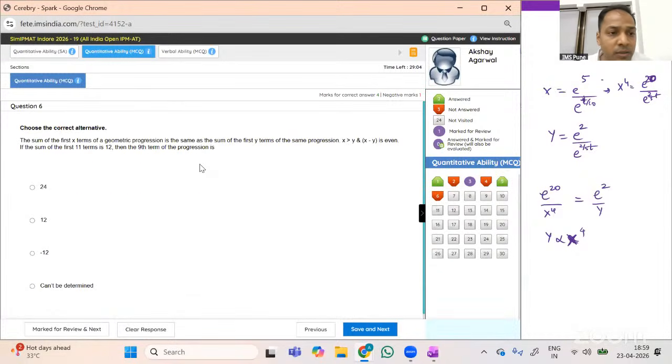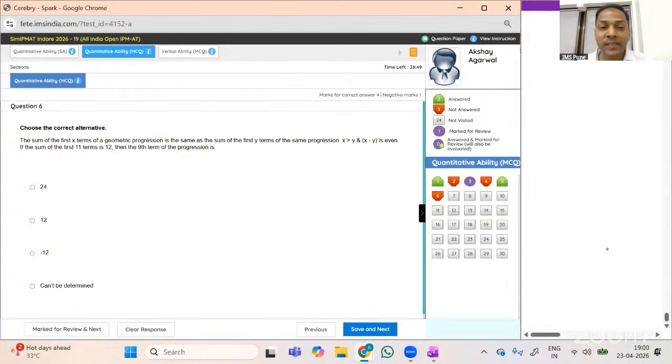The sum of the first x terms of a geometric progression is the same as the sum of first y terms of the same geometric progression. Sum of the first x terms is the same as the sum of first y terms, and x is more than y. Clearly, there's a change in sign in the terms, otherwise the sum of terms cannot be 0. So x minus y is even. If the sum of first 11 terms is 12, then the ninth term of the geometric progression is what?